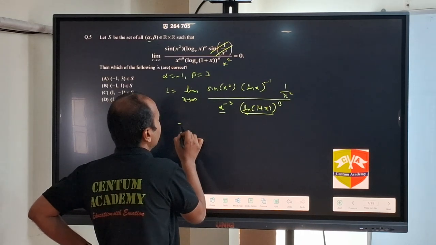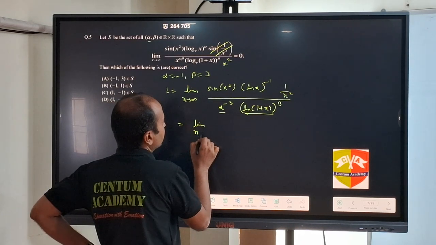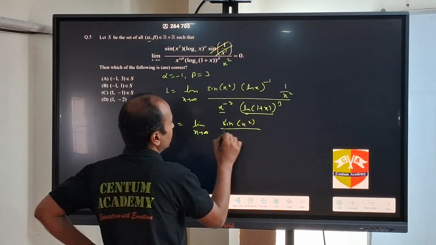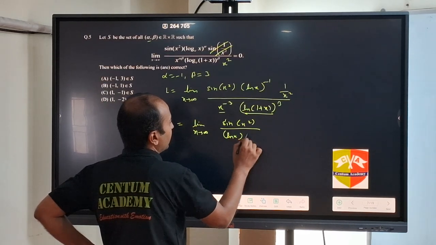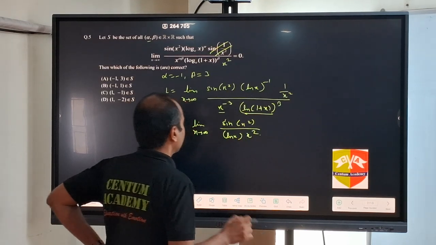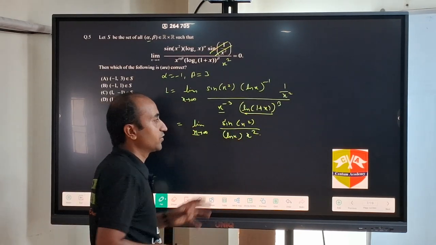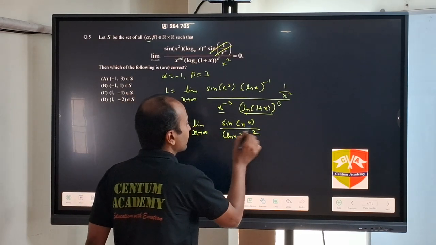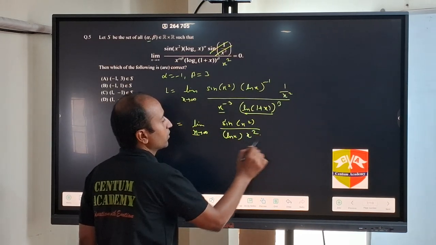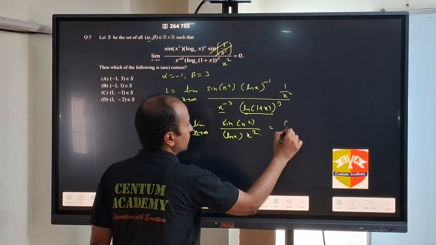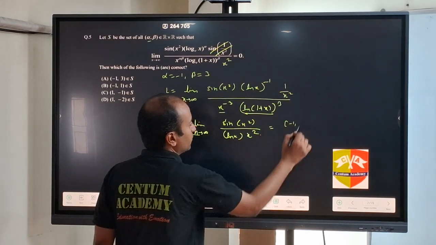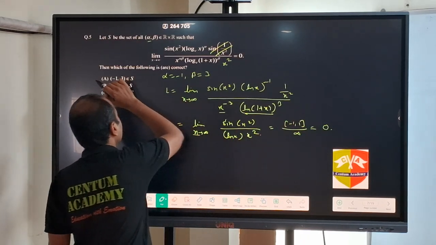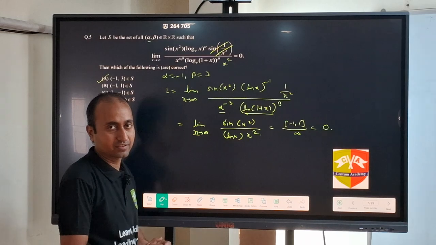Now what remains ultimately is limit x tends to infinity sine of x square whole divided by ln x times x square. Now as x goes to infinity, sine of x square will oscillate between minus 1 and 1, so it's a finite quantity, while in the denominator both the terms will go to infinity. So this is something finite, lying between minus 1 and 1, divided by infinity. So this will indeed be 0. So option number A is one of the correct answers.